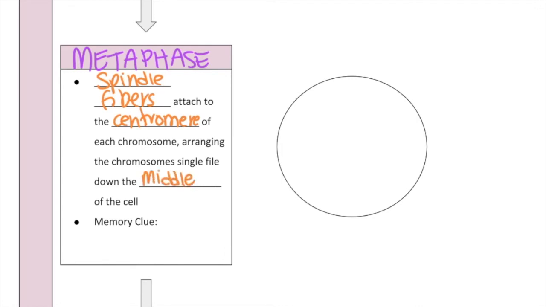So I'm going to start by drawing my centrioles. The centrioles were those tube-shaped structures that are now at completely opposite poles or sides of the cell. And we had 4 chromosomes. They are going to line up single file down the middle of the cell. It doesn't matter what order that you draw them in. I'm just going to start with the long red one.